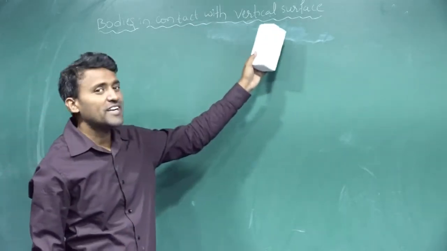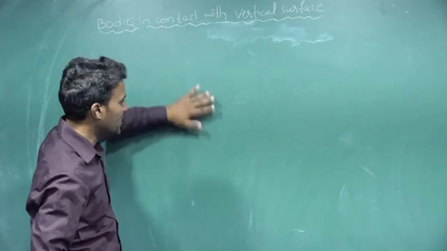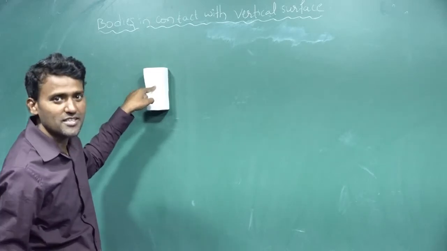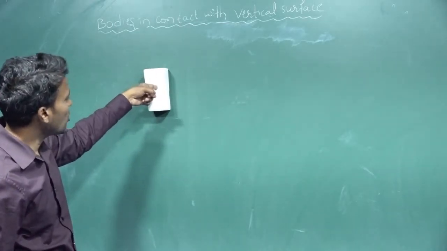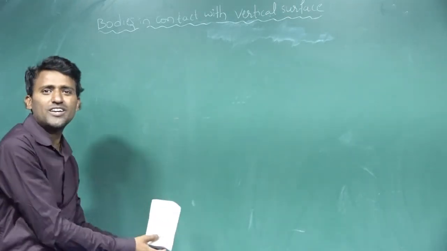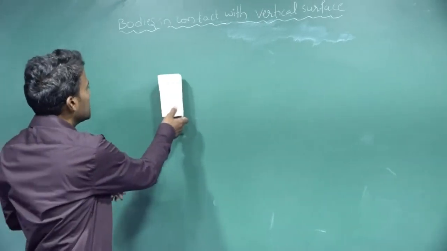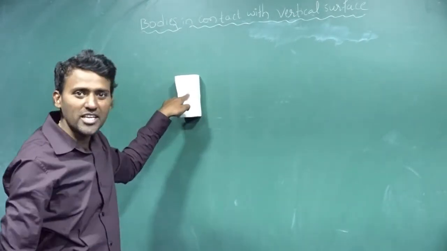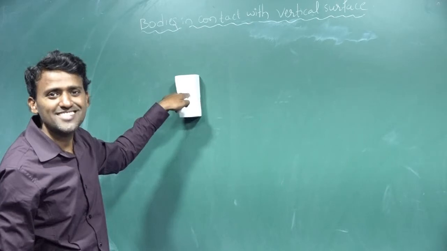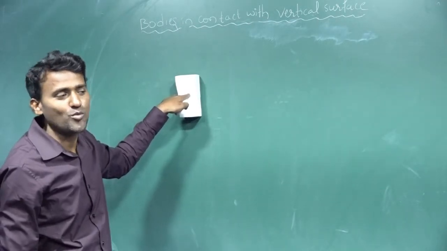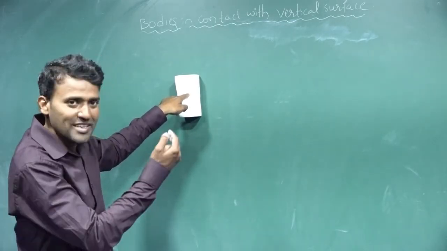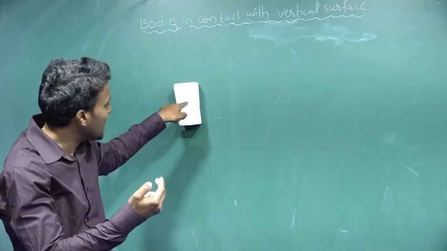A body is in contact with a vertical surface. See, this is one vertical surface. Now I am taking one object like this. At that moment, I am applying a force on the object inward. When I remove this force, the object will move in the downward direction. How much force is required to hold the object like this? When I am decreasing the applied force, the object is ready to slide downward like this.